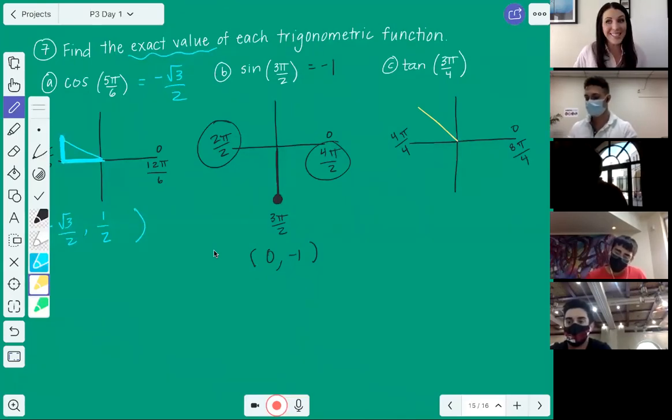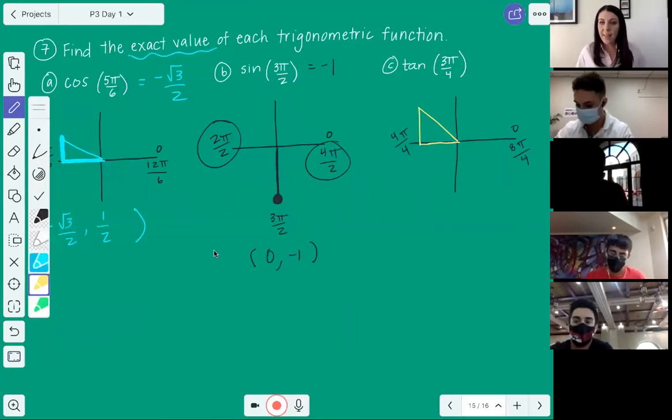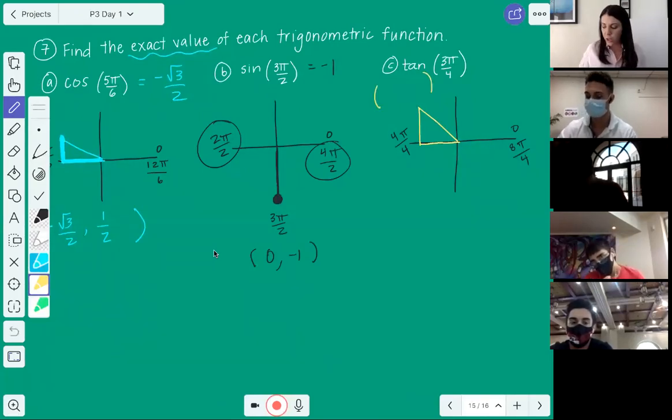So some of you are clearly still not following my directions. When you take a test next week, you are not going to get credit if I don't see these steps on here. So hopefully you're following along in class today. So 4 pi over 4, you're right, is a 45-degree reference angle, or a pi over 4 reference angle, meaning the x and the y are the same value, right? What would your coordinates be up here then, Julian?